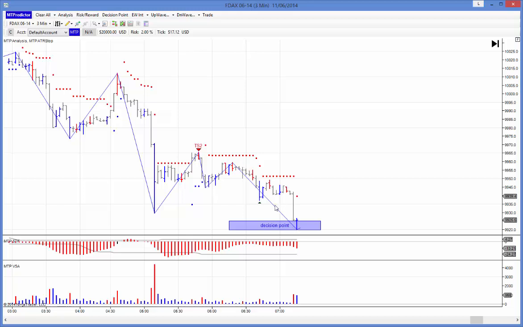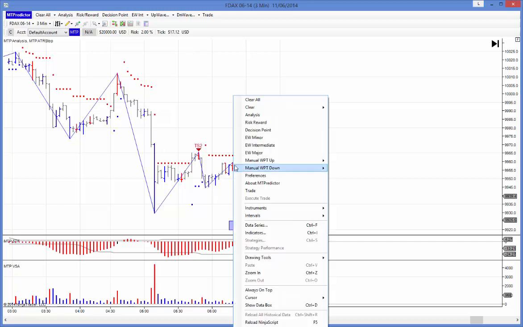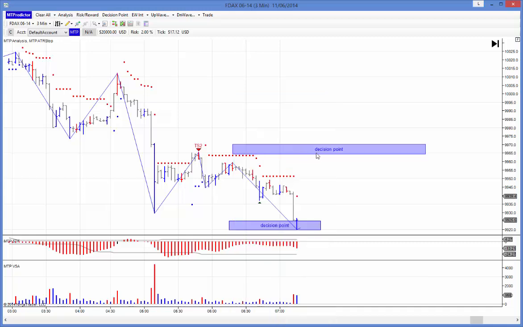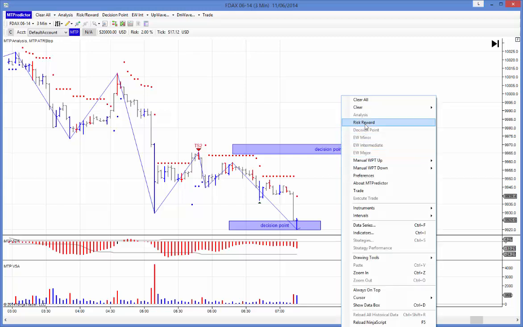So for this, we go back to the prior pivot, which is here. You can see our pivot lines are placed on the chart automatically. Again, we right mouse click, we place our decision point level on the chart. This is the area where we anticipate that the market is going to move after the anticipated professional buying comes in. So now we can use our risk reward tool.